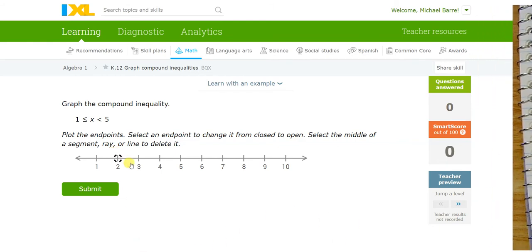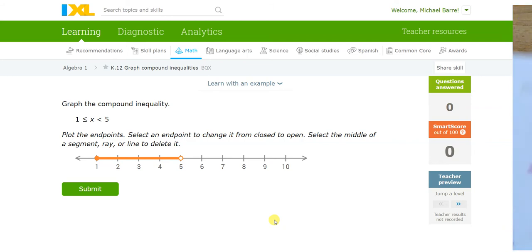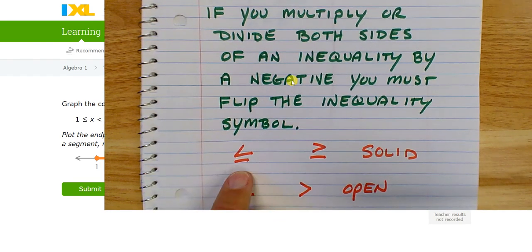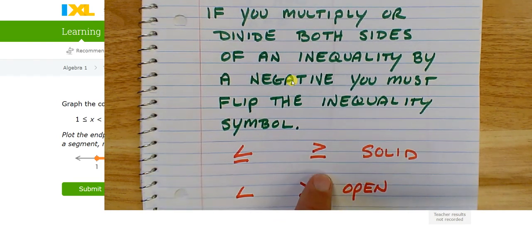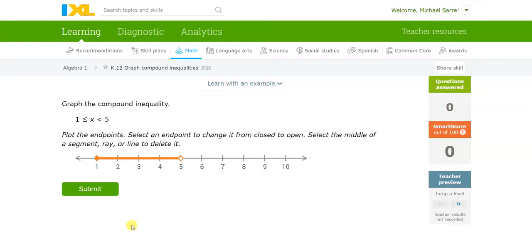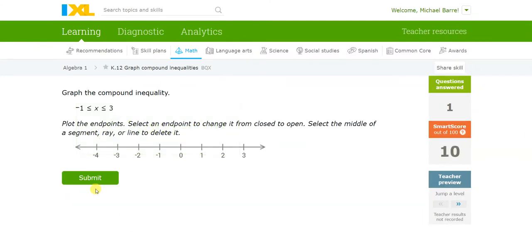So let's graph it. I'm going from 1 to 5, closed circle, open circle. Remember open and closed circle types from previous lessons. Seen this one before. A less than or equal to is solid, a greater than or equal to is solid, a less than is open, and a greater than is just open. So I make sure I think about my circle types and I submit it. Boom.